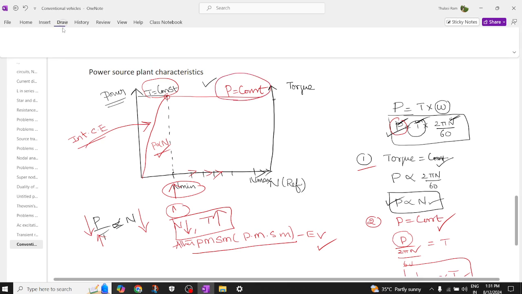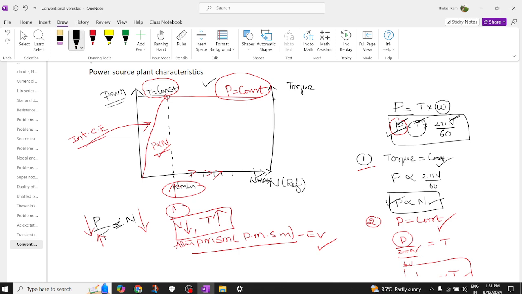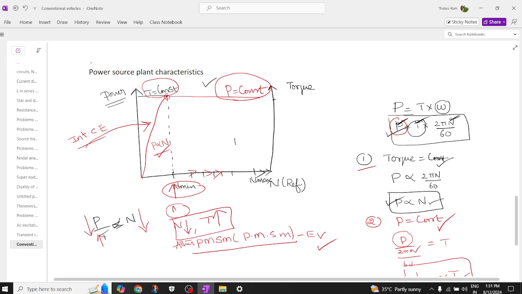Whenever the power is constant, you can see the relationship here: power and torque are inversely related. If speed is increasing, then what is going to decrease? Torque is decreasing. Then you are going to get characteristics like this.